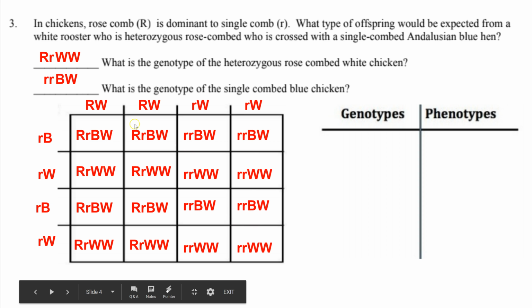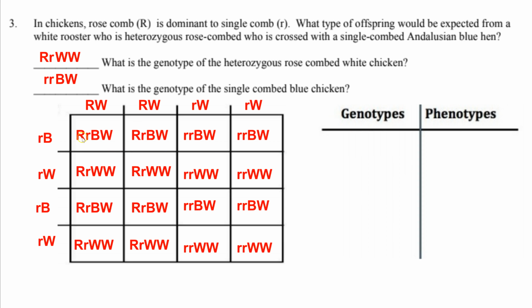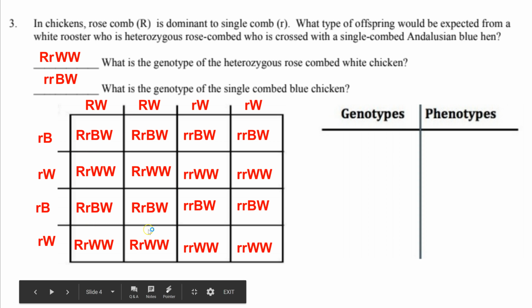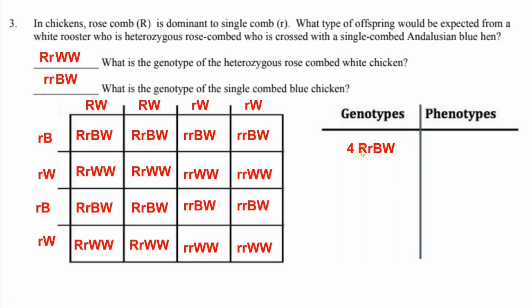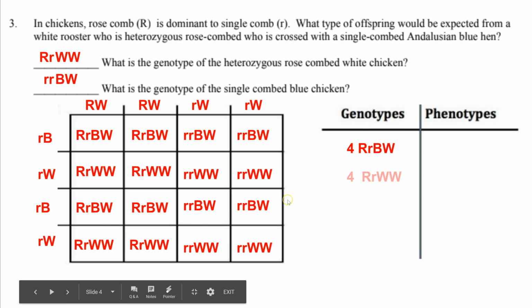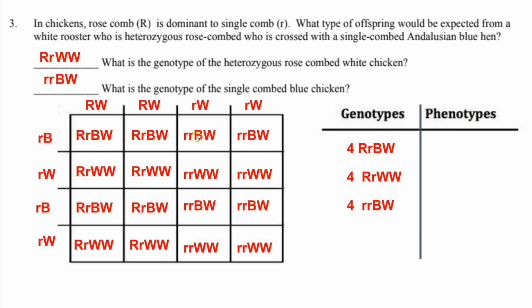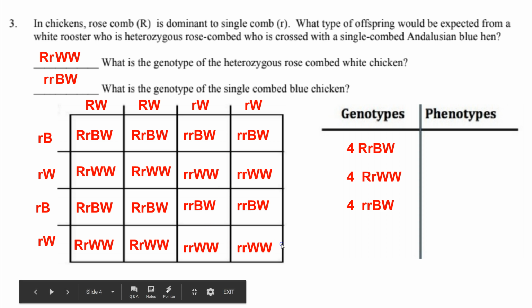Now I need to go gather all of my genotypes. So here's one genotype, big R, little r, BW. If I look, these are all my big R, little r's, right? So if I look here, I see 1, 2, 3, 4 of those. So 4 big R, little r, BWs. Okay, then I have big R, little r, WW, and I've got 1, 2, 3, 4 of those. Now my little r's. So little r, BW, got 4 of those. Little r, WW, got 4 of those.